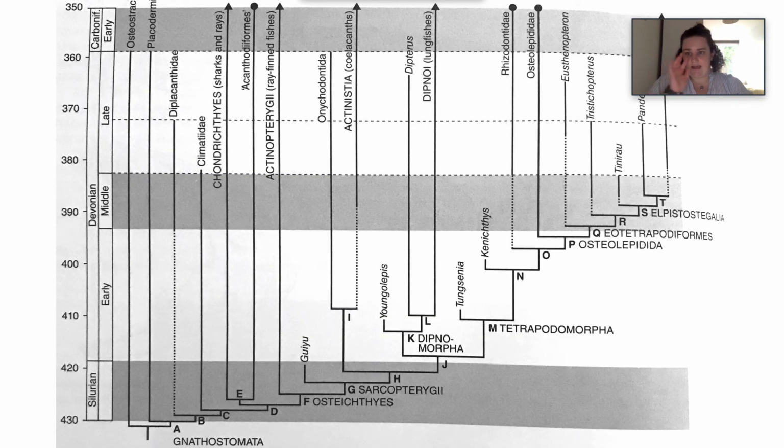So here's a good phylogeny. Sorry, it's a bit bended at the end. We are here in A, where it says Gnathostoma, and that broke off from Agnathans around the end of the Ordovician.